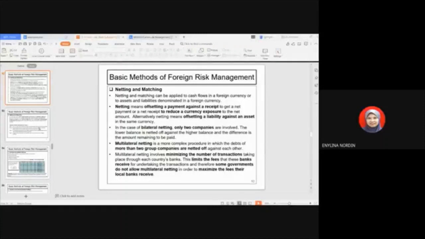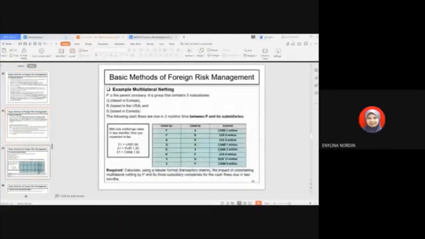So we go to the example here. The example is about multilateral netting. P is the parent company of a group that consists of three subsidiaries: a subsidiary in Europe, a subsidiary in US, and a subsidiary in Canada. Look at this one. It's mentioned that the following cash flows are due in 2 months' time between the parent company and its subsidiaries.